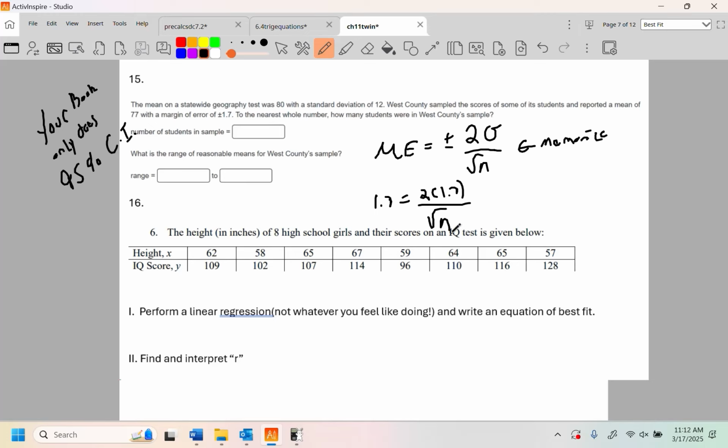Here I am just being an idiot. I'm going to multiply both sides by root n because the opposite of division is multiplication. Root n times 1.7 equals 2 times 12, which should be 24. And then I'm going to divide. Wow, this is a small sample, isn't it? This is a teeny tiny sample. Almost makes me think I did something wrong, but I didn't. So I divide both sides by 1.7, and I get that root n is, that's just crazy.